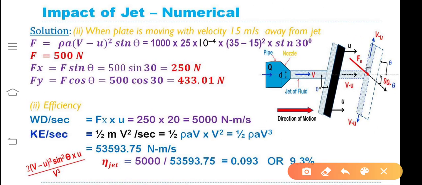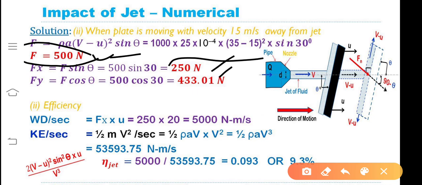In case of moving plate, when it is moving with 15 meters per second, F is equal to rho a, whole multiplied by (v minus u) whole squared, sin theta. Substitute all the values, you will get 500 Newton. Then Fx is equal to, we know, F sin theta. F we have calculated as 500 multiplied by sin 30, you will get 250 Newton. That is the work done in x direction. Sorry, that is the force in x direction.